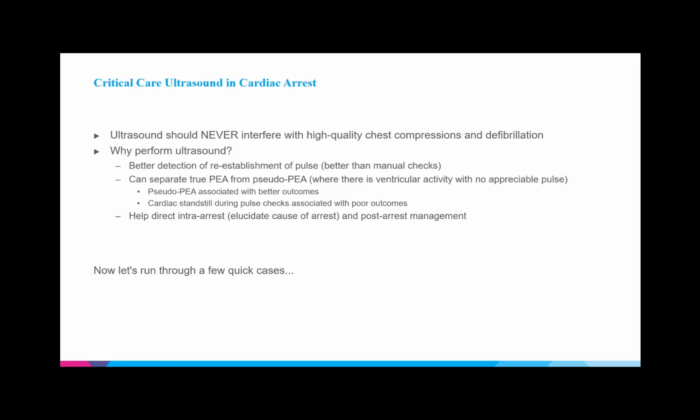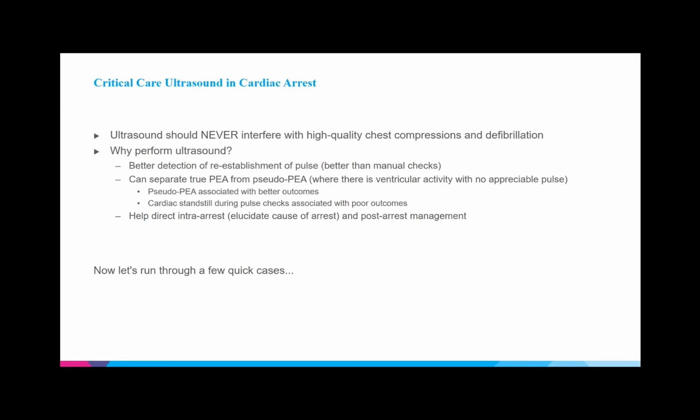So if we're not sure we feel a pulse, then during the next pulse check, it's a good idea to stick the probe on the femoral artery and evaluate for pulsatility. If the femoral artery is pulsatile, that's usually indicative that there's return of spontaneous circulation. The other thing is to separate true PEA from pseudo PEA. A lot of times when we do the rhythm check, we see something on the monitor, but there's no pulse. So is this actual pulseless electrical activity, or is this real electrical activity?